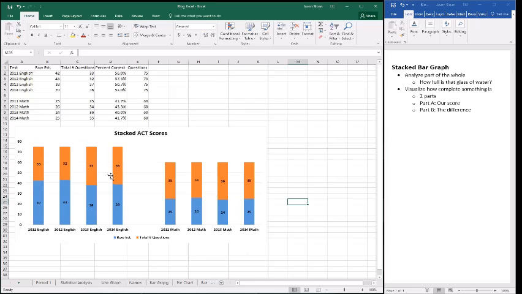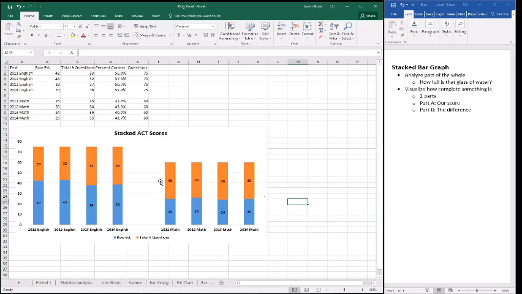Now, if we were to break English down into the subgroups, and let's say one subgroup was really high and one subgroup was really low, then what that would tell us is that we need to focus on the really low subgroup. So when we look at this stacked chart like this, it gives us an easy way to visualize and say, where do we need to focus our energy on?